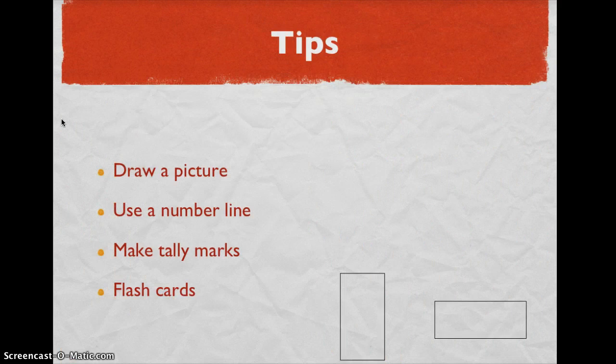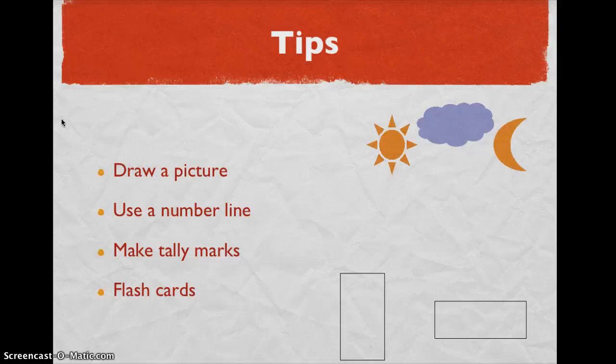If you need some help when you are doing addition and subtraction problems, here are some tips that can help you out. First of all, you can draw a picture. If you have 3 apples and you are adding 2 more, draw 3 apples to start and then draw 2 more. Count up all your apples to find out how many you have.